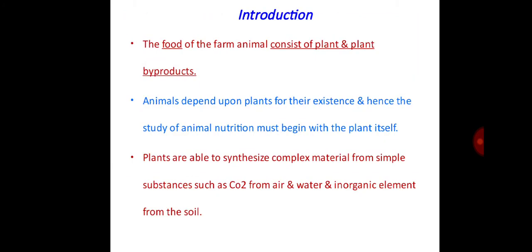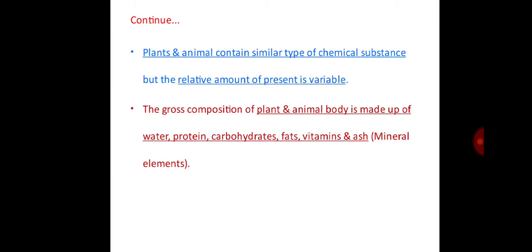Today we are going to learn about composition of plant and animal body. The food of the farm animal consists of plant and plant byproduct. So we must know the composition of plant and animal body. The animals depend upon the plant for their existence, and hence the study of animal nutrition must begin with the plant itself. Plants are able to synthesize complex material from simple substances such as carbon dioxide from the air, water, and inorganic element from the soil.